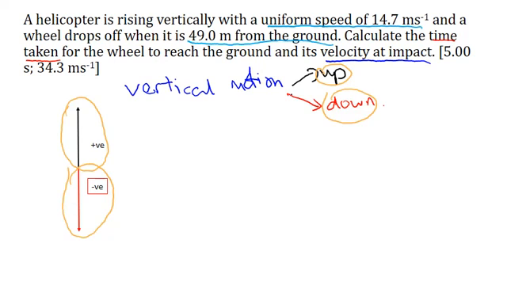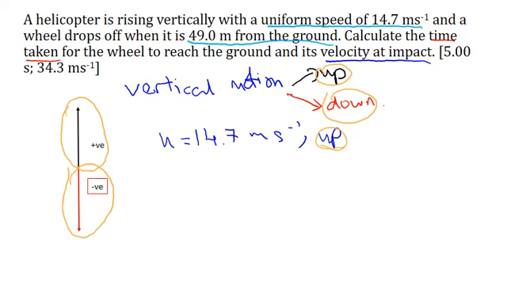Now the wheel is connected to the helicopter. So if the helicopter is rising vertically with a uniform speed of 14.7 meters per second, the initial velocity of the wheel will be 14.7 meters per second, and it will be directed up. The reason why I've taken it as up is because the helicopter is rising, so it's moving upwards. So the wheel was initially attached to the helicopter before it fell off. So as the helicopter is rising, the wheel is also moving upwards with it.